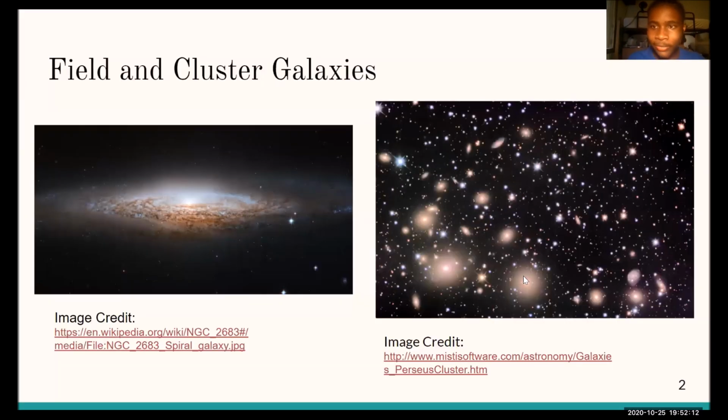You want to know the difference between field and cluster galaxies. Field galaxies are galaxies that are outside clusters, kind of like the loners of the universe. For example, NGC 2683 is outside of any cluster. Then you have cluster galaxies, which are part of a cluster. As you know, galaxy clusters are rich environments with many galaxies clumped together in the largest gravitationally bound objects in the universe. They also stand out from their surroundings by having a noticeably different mix of galaxy types.